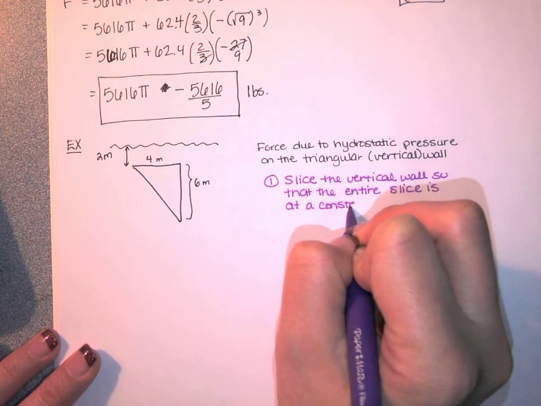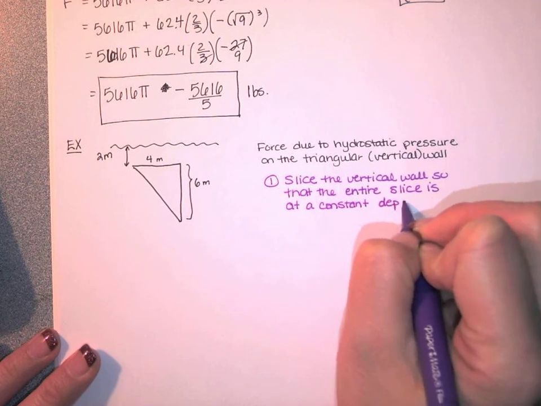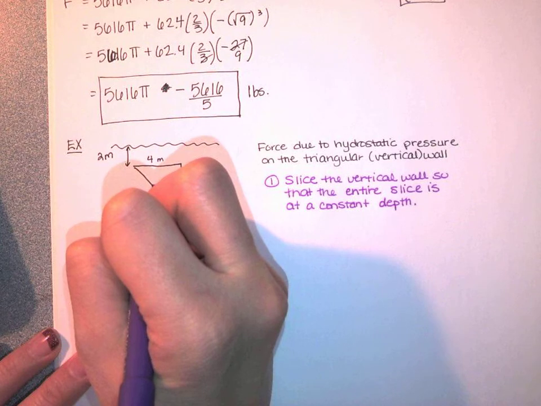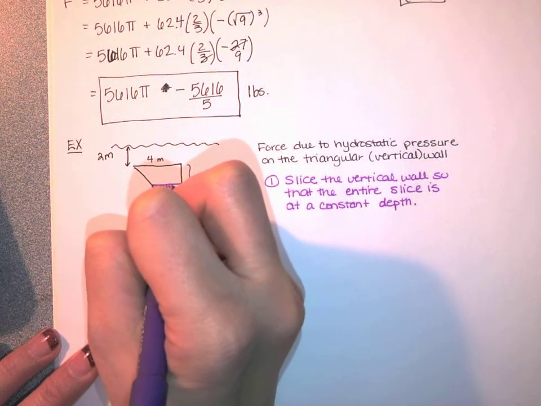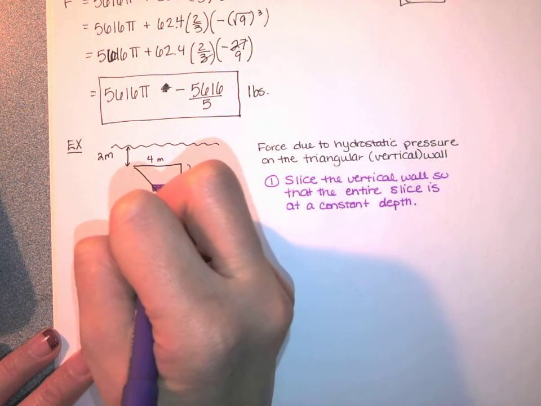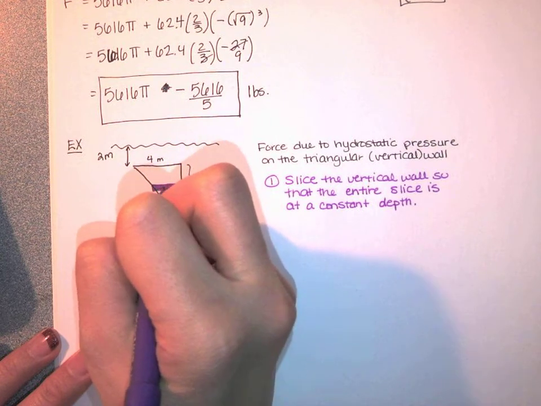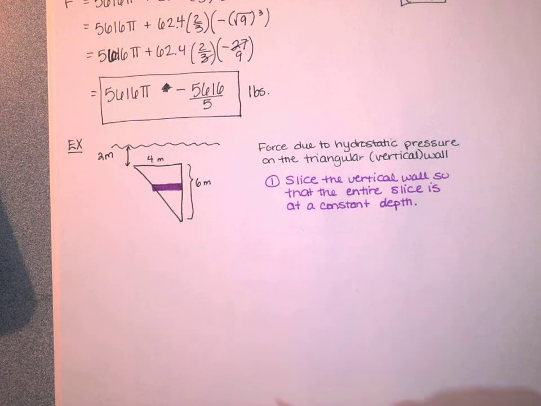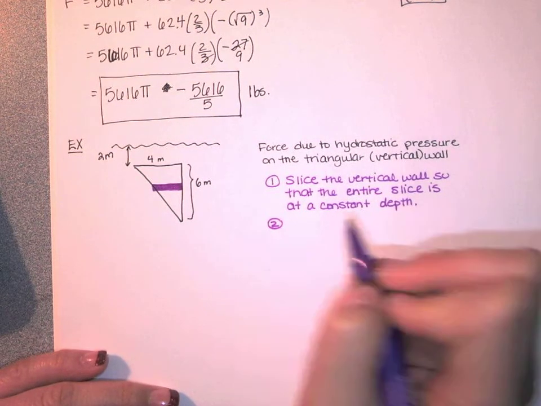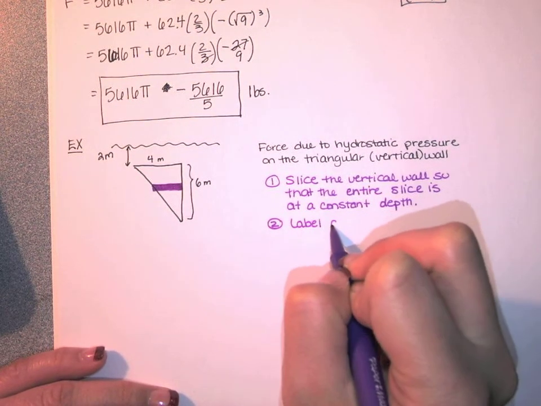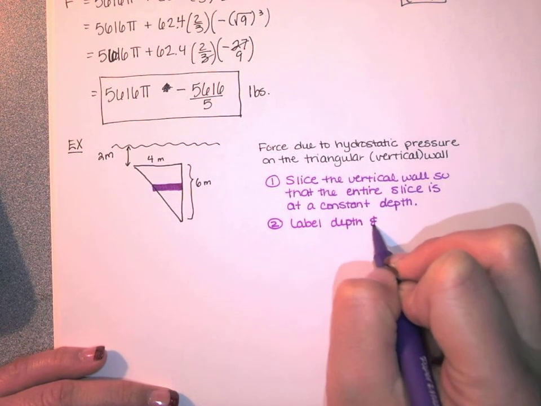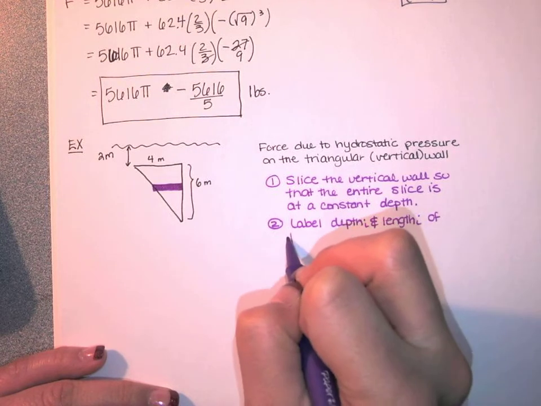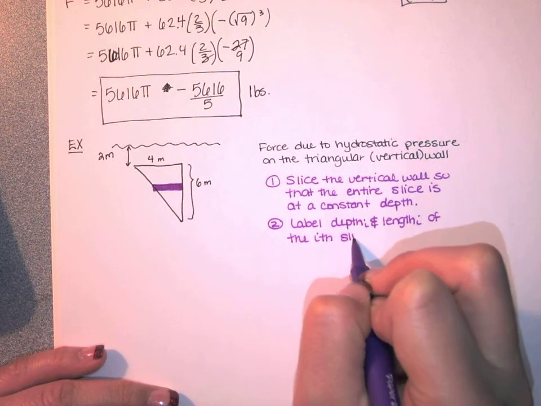Because we want one formula for that particular slice, and pressure depends on depth. So we're going to do this. Now I'm going to label my depth and label the length of my slice. And this is a representative slice, so it's the ith slice.